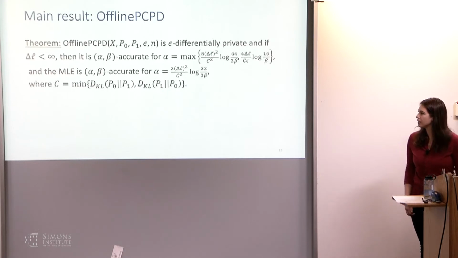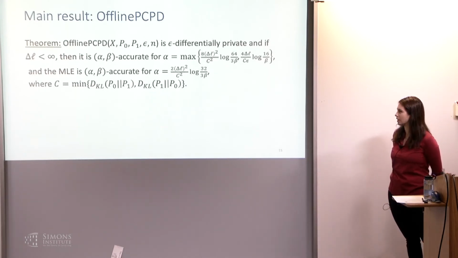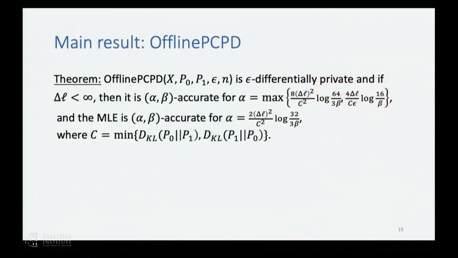And I thought that this would for sure be known, and it turns out it's really because statisticians and computer scientists have different things they mean when they say the word accuracy. So we are the first ones to give this version of an accuracy guarantee. Okay, so this is effectively the best that you can do, even non-privately.